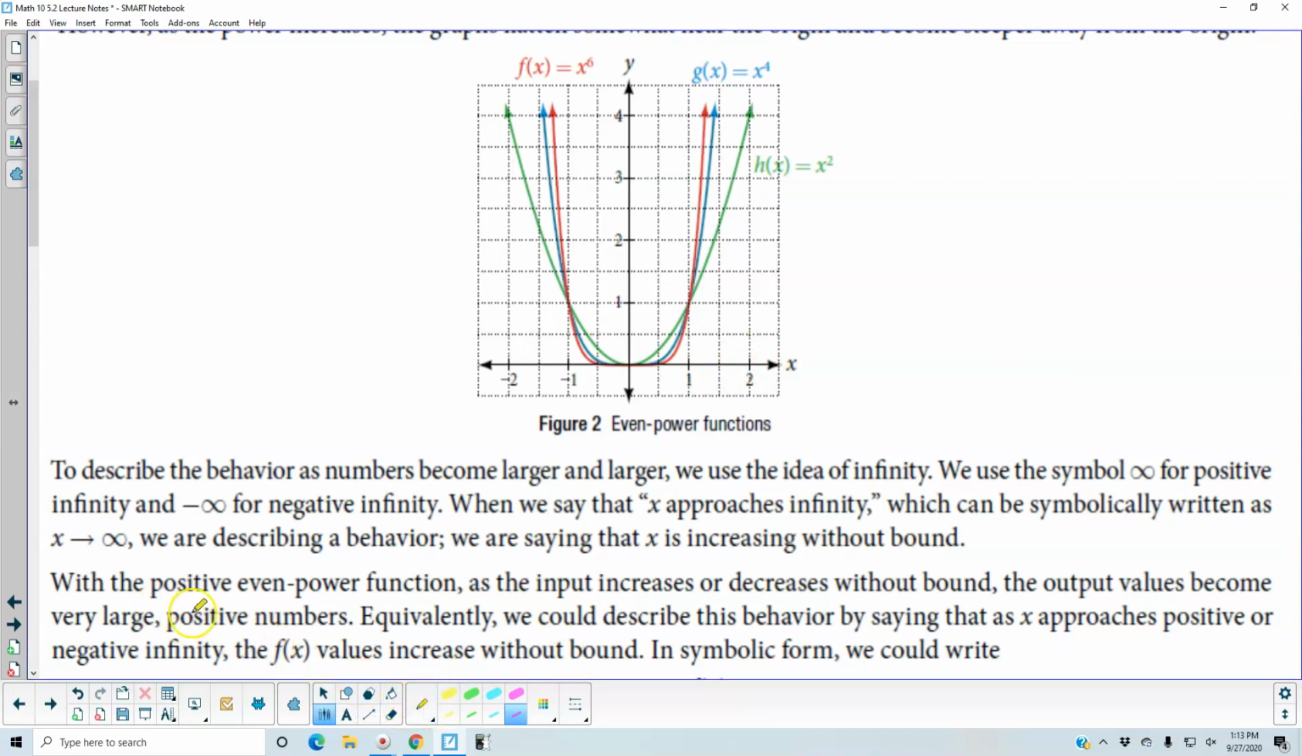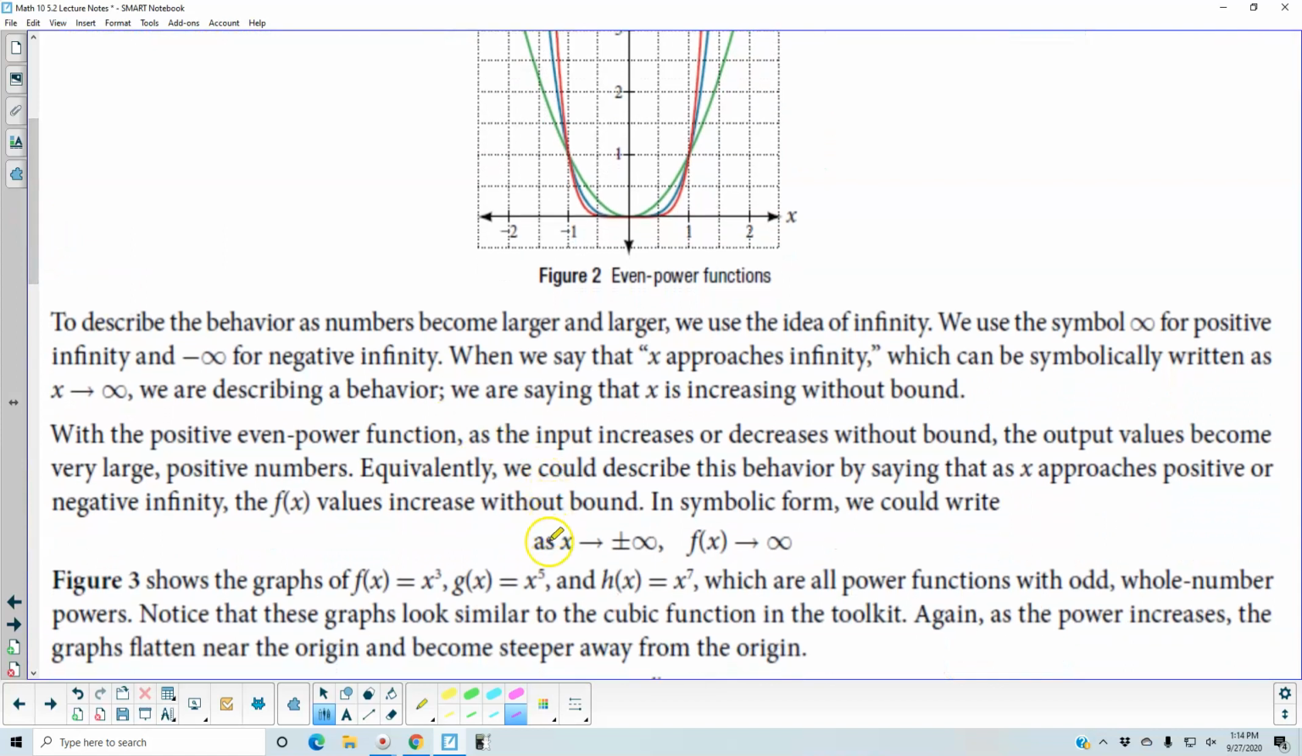Now, with the positive even power function, as the input increases or decreases without bound, the output values become very large positive numbers. Equivalently, we could describe this behavior by saying that as x approaches positive or negative infinity, the function f of x values increase without bound. In symbolic form, we could write: as x approaches positive or negative infinity, the function approaches positive infinity.